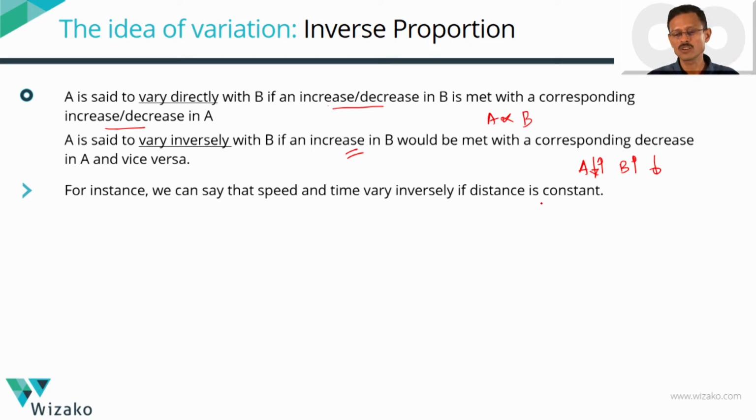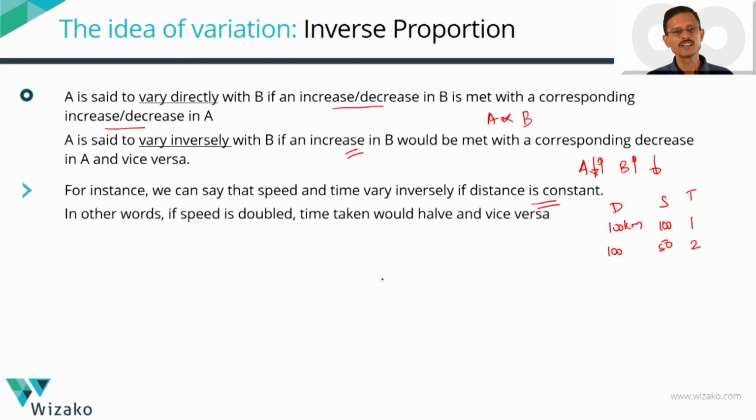Speed and time for a constant distance is inversely proportional. Let's say I cover a distance of 100 kilometers. If I travel at a speed of 100 kmph, the time required will be 1 hour. If I reduce the speed to 50 kilometers per hour, it becomes half of it. The time required will be 2 hours to cover the same distance of 100. So at a constant distance, speed and time vary inversely with each other. Or in other words, if I double speed, time becomes half. If I halve the speed, time becomes double.